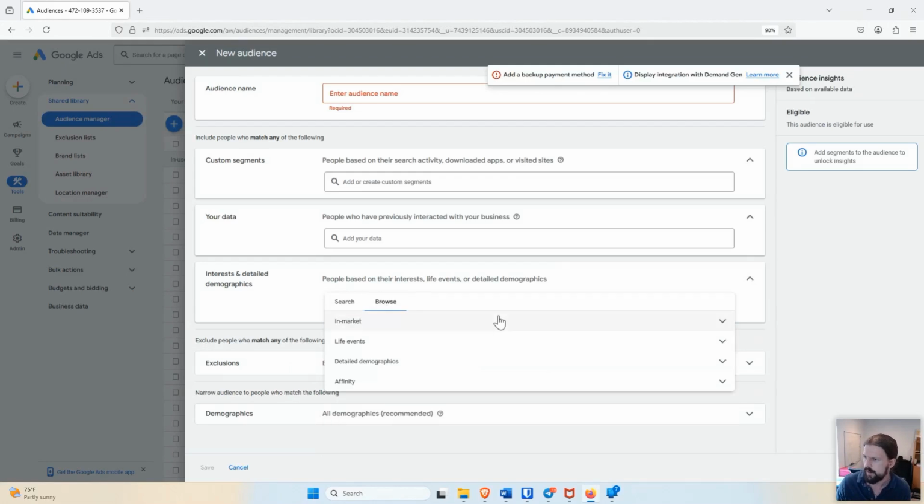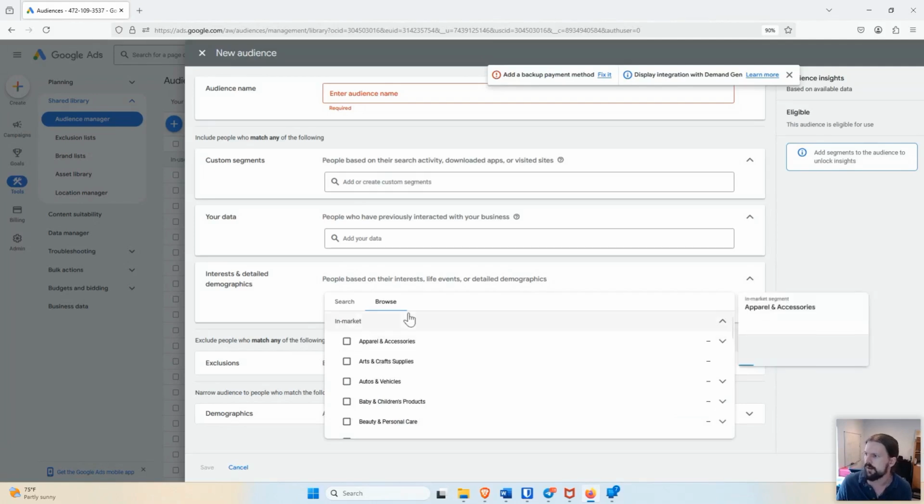And I like to go to browse and start with, well, let's start with in market. In market means that people are looking for the thing that you offer. So this is very solution aware, which again, solution aware is a great audience because they already know that they need the thing that you offer. They just don't know which one to buy yet. So this is a really good one to go after. And if you expand on this, you can see what kind of stuff are they in market for? What are they looking for? Some of these you can drill down on.